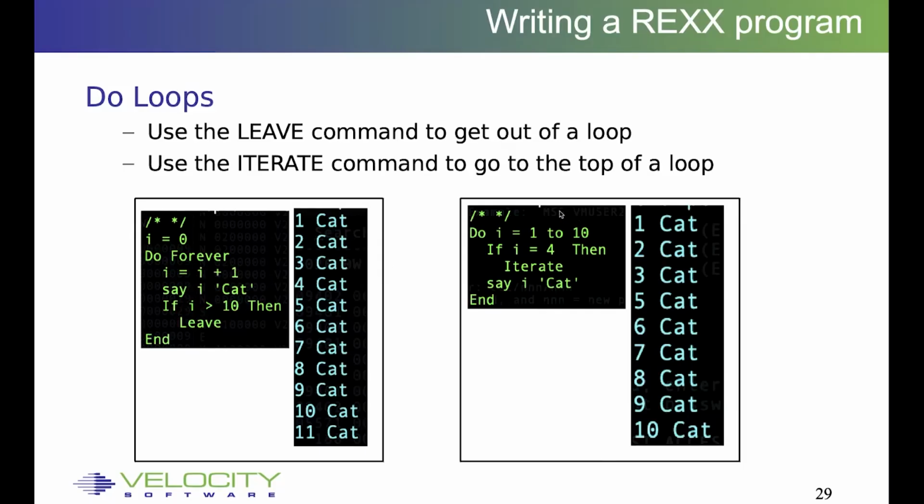If we want to skip a loop iteration, we can use the iterate command. What this will do is go back to the top of the loop to reevaluate the do condition. So in this case, we're doing I equals 1 to 10. If I equals 4, we're going to iterate, and then we display our cats. So this has the capability of skipping an iteration of the loop, and that's exactly what happens here. We skipped 4.